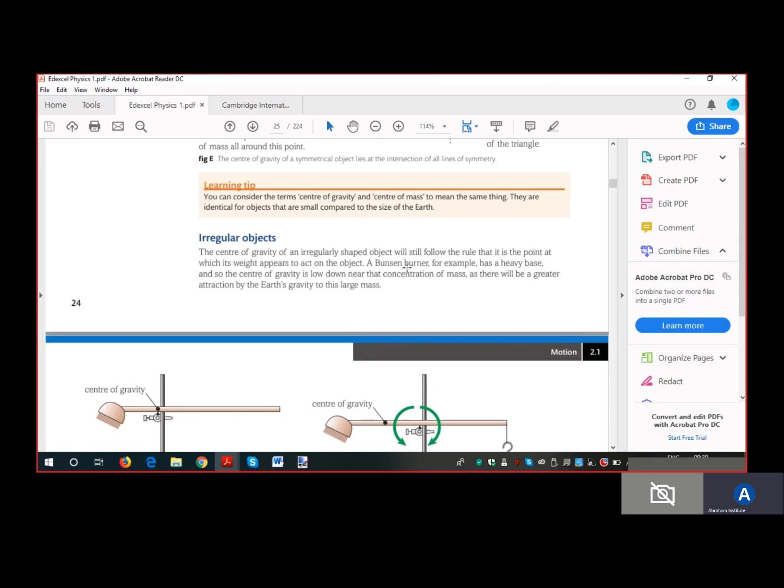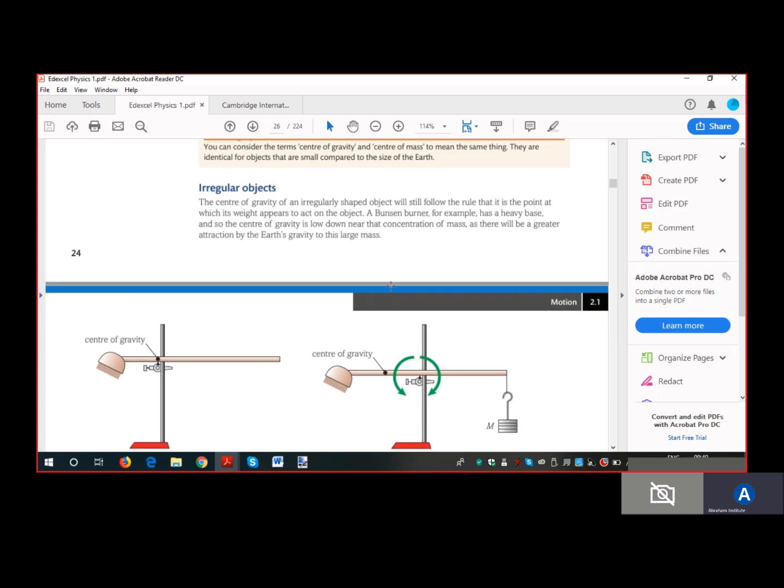The center of gravity of an irregularly shaped object will still follow the rule, that is, it is the point at which its weight appears to act on the object. A Bunsen burner, for example, has a heavy base, and so the center of gravity is low, near that concentration of mass. The mass of the Bunsen burner is concentrated at the bottom part. So the center of mass should be somewhere there. It's closer to the side where there is more mass, as there will be a greater attraction by the Earth's gravity to this large mass.